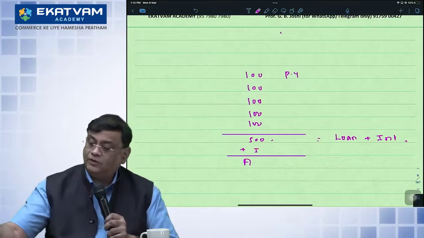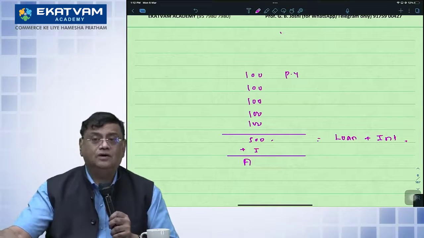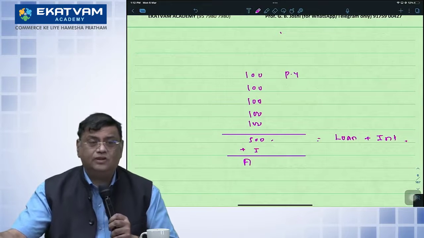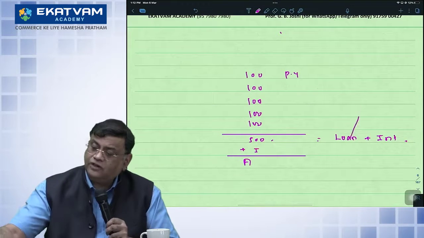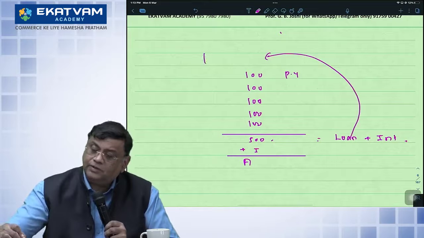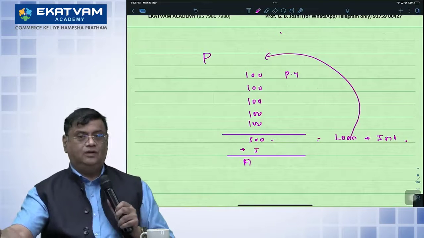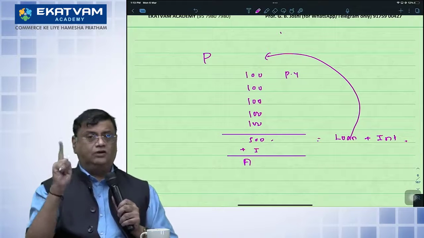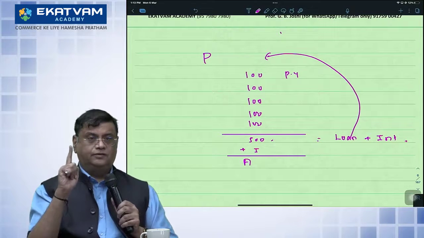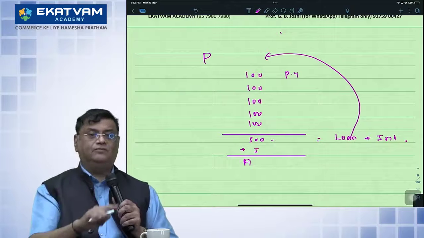So when do you take the loan? Today. When do you take the loan? Towards the beginning. And therefore this loan amount is the present value. Always keep in mind, P is not the price, P is the present value.